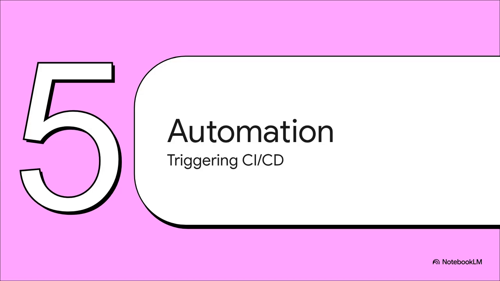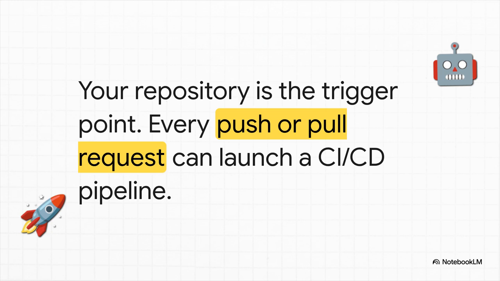And here's where it all comes together. All this work, the clean commit history, the safe branches, the collaborative process, it's all been leading up to this. The ultimate payoff in MLOps, automation. At this point, your repository is no longer just a storage folder. It becomes the living, breathing heart of your project. It's the trigger point. Every single time someone pushes a new commit or opens a pull request, it can kick off a whole chain of events automatically. Running your tests, checking your code quality, maybe even training and deploying a brand new model.